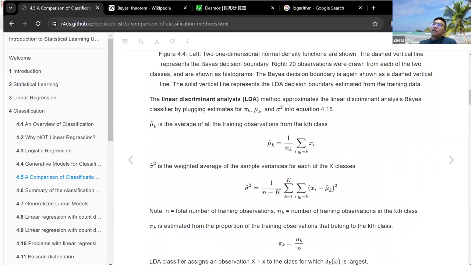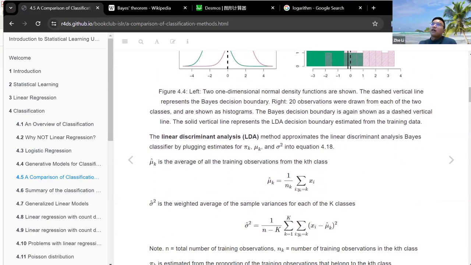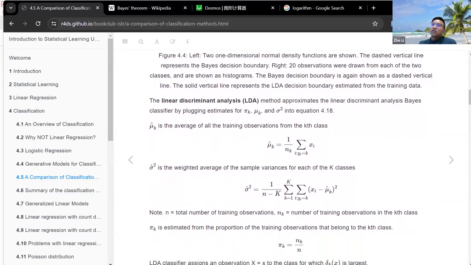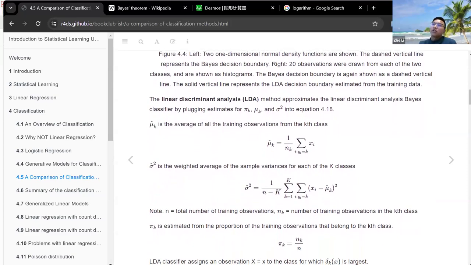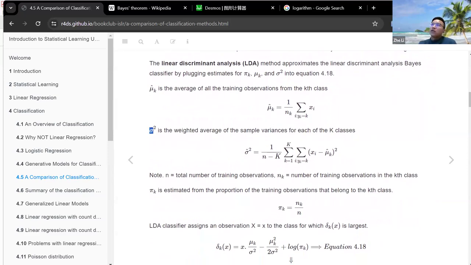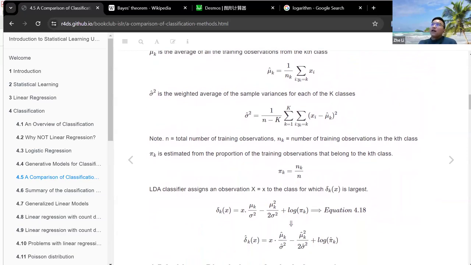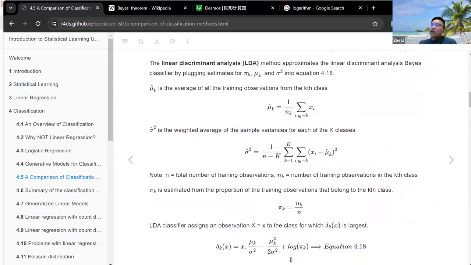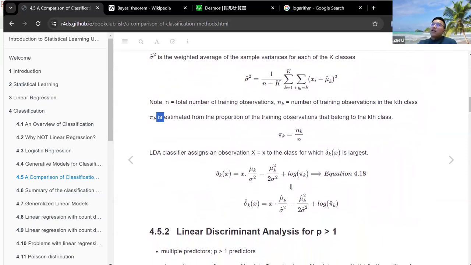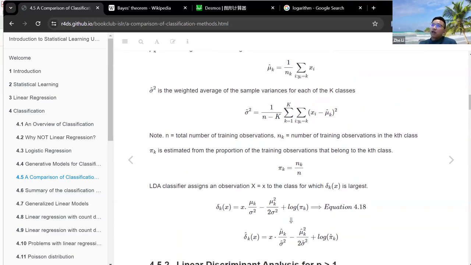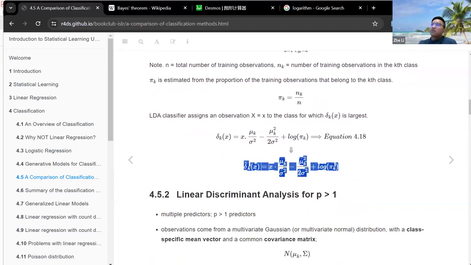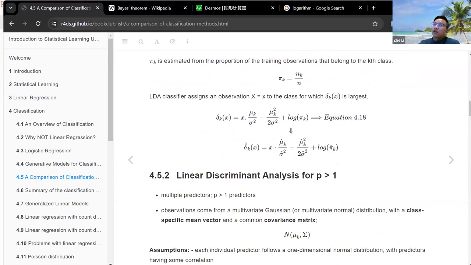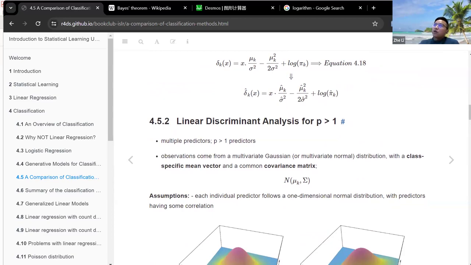We have to approximate the estimates of each parameter from our training data. These are some functions that we can use to estimate the specific mean of each class and the shared variance across the classes. And pi k is very simple: from our training observations, it is the proportion of observations classified as k divided by the total number of training observations. So here we get the estimated model of our LDA classification. That's the simplest case, where we only have one predictor.